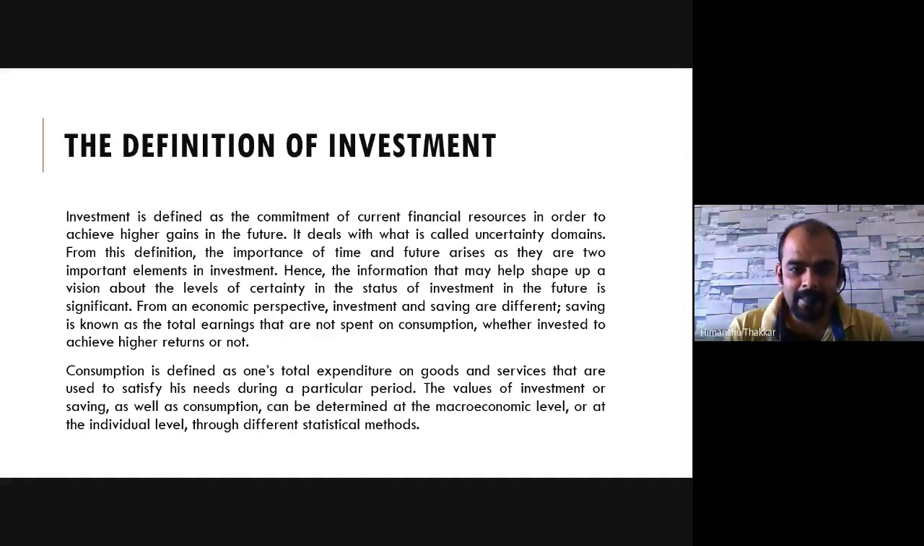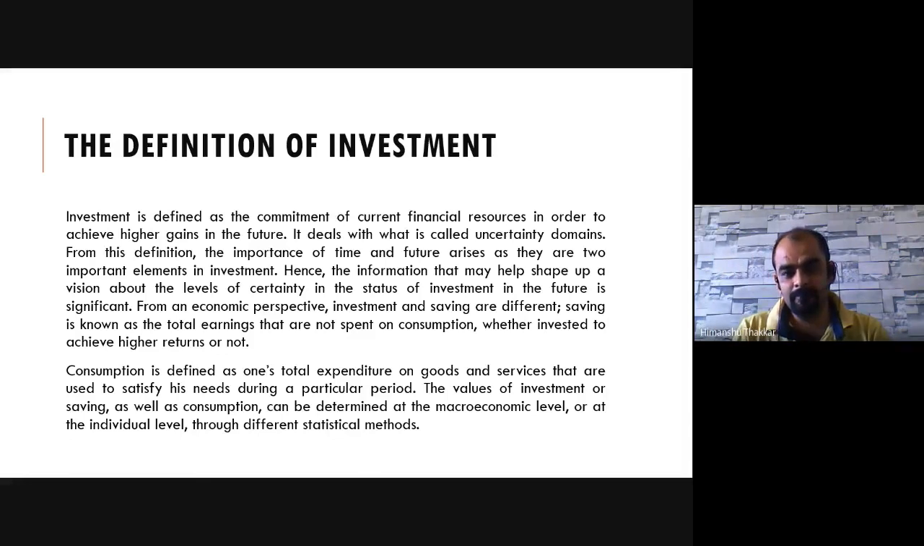From an economic perspective, investment and savings are different. Savings is known as the total earnings that are not spent on consumption, whether invested to achieve higher returns or not. So, savings is different and investment is different. Savings is the money that you don't spend out of your income for your current needs and you keep it aside, then that becomes your savings. But that savings does not become an investment until you put that savings into some investment vehicle.